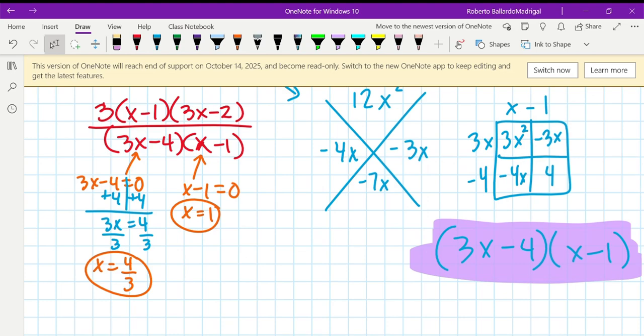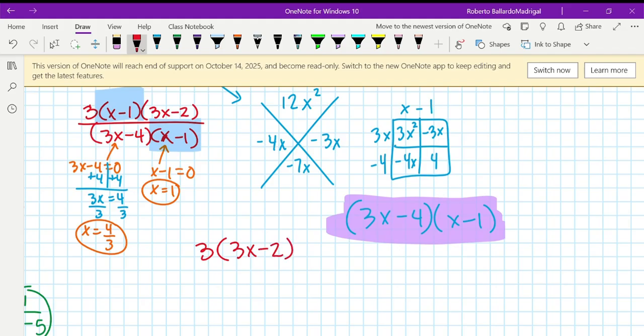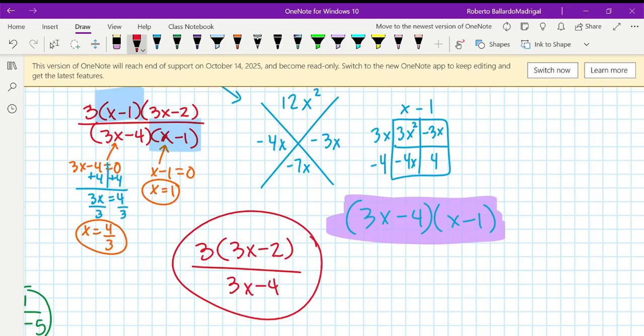so now that we have our EVs, we can go ahead and simplify this. You will notice that they both share an x minus 1. We're going to get rid of that. And our final answer will be the following: 3 parentheses 3x minus 2 over 3x minus 4. This is what our final answer will look like. I'm not going to make you guys multiply the 3 back in. If you want to do that, you can. Okay? But you don't have to.